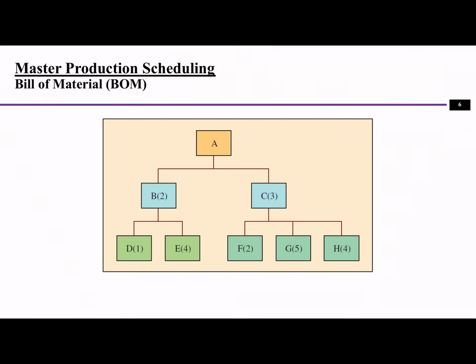You need to pay attention: the 1 D and 4 E's are for 1 B. This is not for 2 B's, it's for 1 B. 1 B is composed of 1 D and 4 E's. Similarly, 1 C is composed of 2 F's, 5 G's, and 4 H's. Right, so this is what it means. And here, 1 A is composed of 2 B's and 3 C's. So this is what it means in the bill of material when we are looking at the numbers.